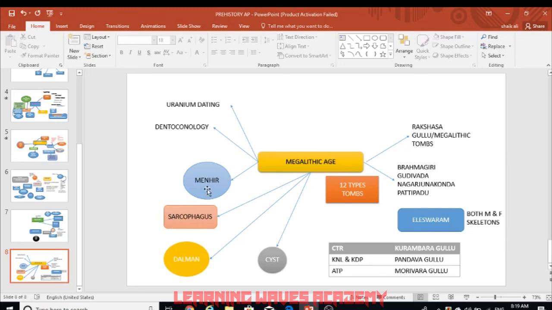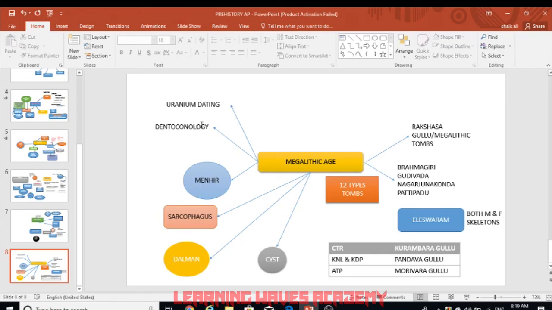And the next type of megalithic tomb is called menhir. In these tombs, a pillar is used as a symbol for the dead man. By seeing that pillar, we can say that this type of tomb is called menhir, and here the dead body is located. These tombs were buried inside the soil, and a pillar of 2 to 6 meters in length was constructed. These types of tombs are found in Revarala of Krishna district.